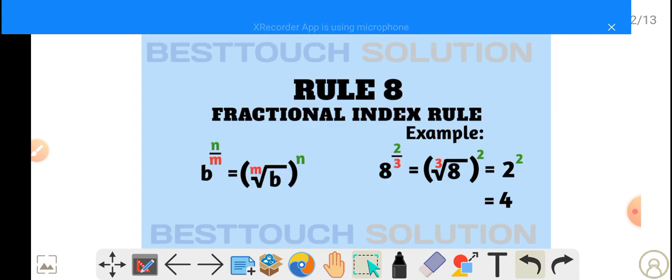Now the last rule, which is the fractional index rule. The fractional index rule says if a term has an index in the fractional form, it can be represented in the radical form as well. As you can see, b raised to power n over m. We have the m-th root of b, everything raised to power n. An example is given here, 8 raised to power 2 over 3. We have the cube root of 8 raised to power 2, and the answer is 2 raised to power 2, which is equal to 4.